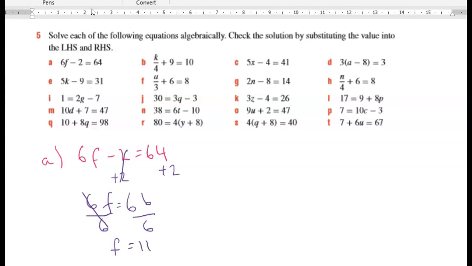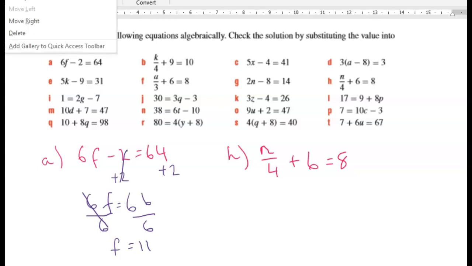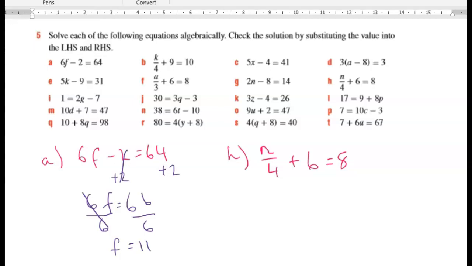All right, let's do H. I feel like we've done similar ones before. Oh, we were supposed to do substitution. All right, let's go back and do substitution for question A. And I might do that in a different color. Let's just change maybe to a blue.